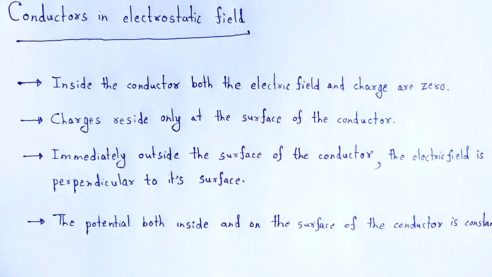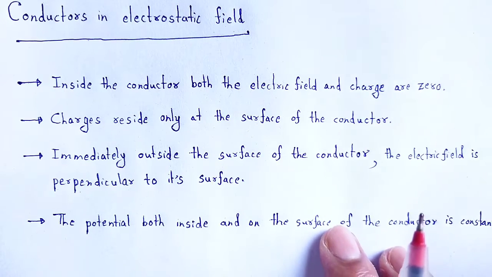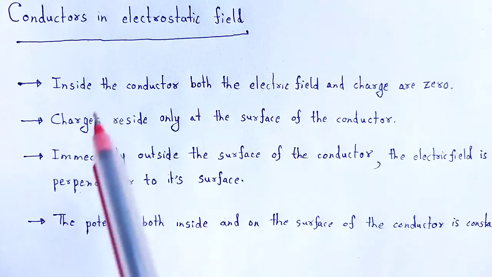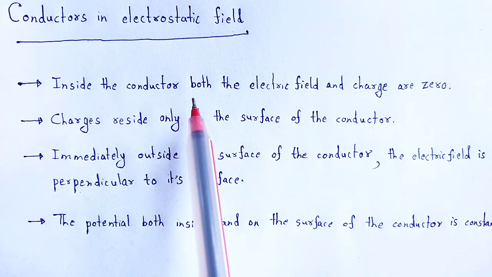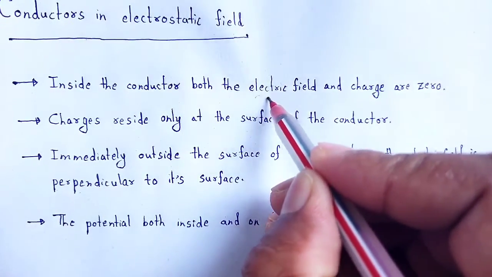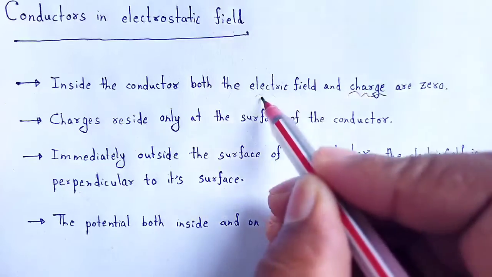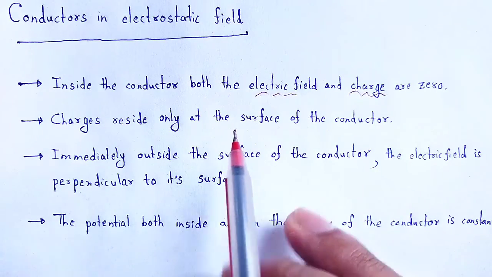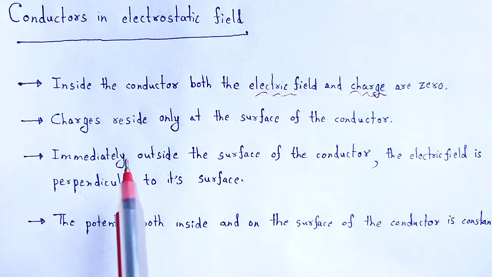In this video, we are going to discuss conductors in an electrostatic field, and the surface charge and force on a conductor. Let's begin. When a conductor is placed in an electrostatic field, what happens? Inside the conductor, both the electric field and the charge will be zero, and the charges reside only at the surface of the conductor.